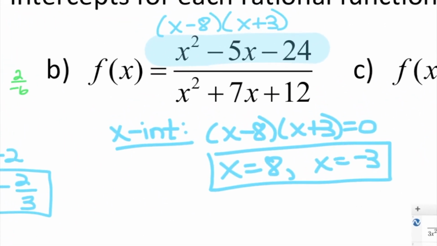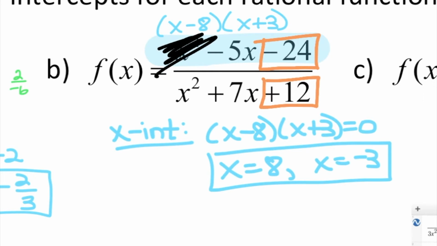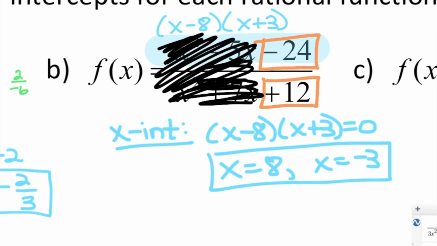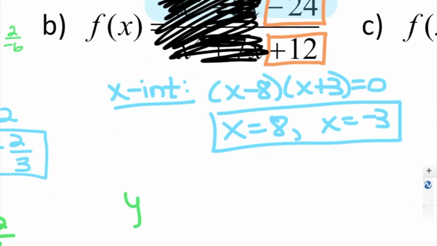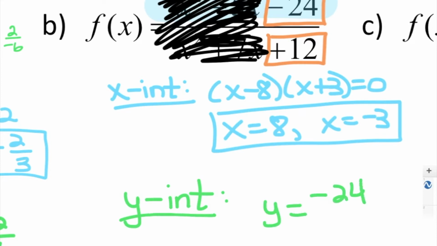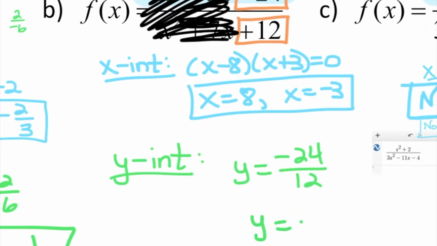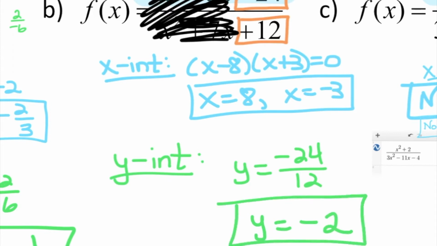So same thing here. I want to look specifically at the term without an x in the numerator and the term without an x in the denominator. And then I'm not even going to look at or cover up or physically cross out everything else. And so my y-intercept here is going to be y equals negative 24 over positive 12. And then you have to simplify that fraction, so it's going to be y equals negative 2.